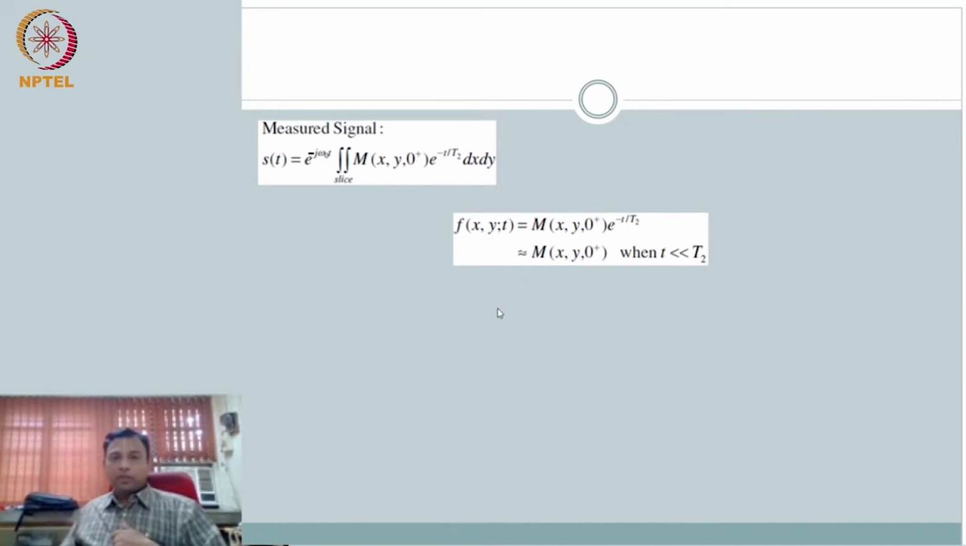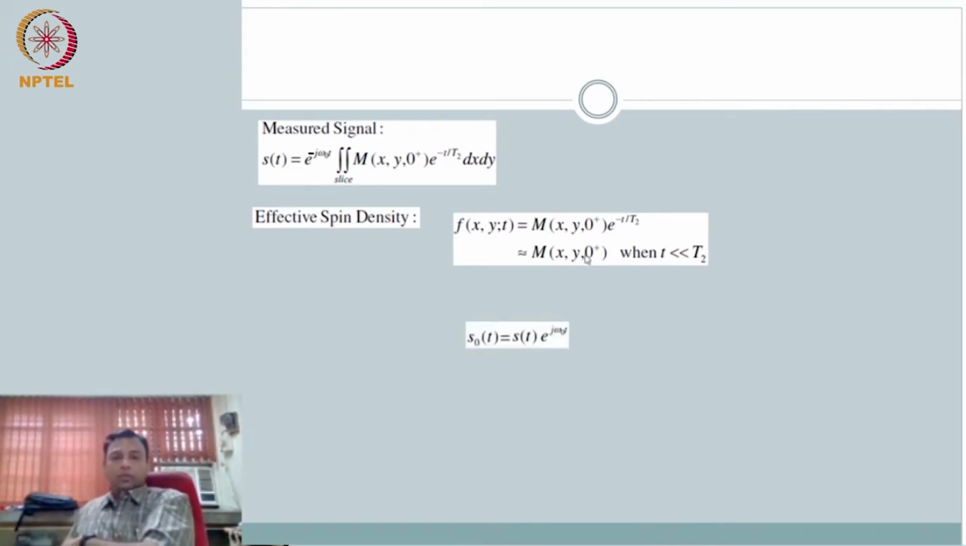But what is important for us is to recognize that this is nothing but your spin density. What is Mxy0 plus? In the last equation in the previous slide we showed it has all those constants, and then you have your proton density. So your signal in some sense is related to the effective spin density, whatever you are measuring here.